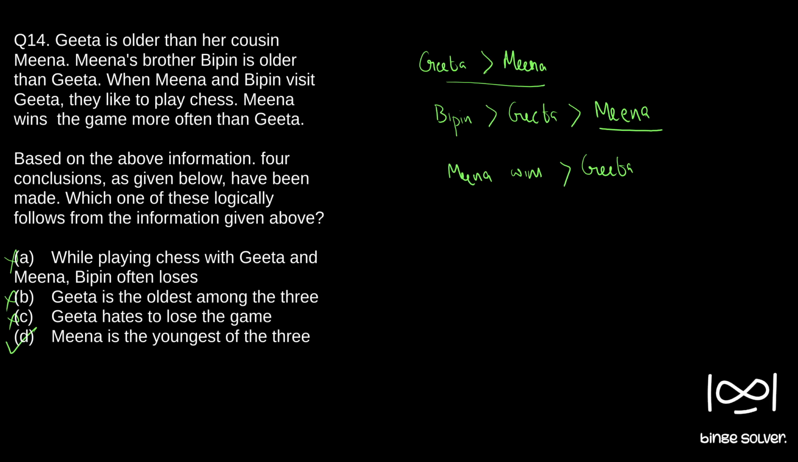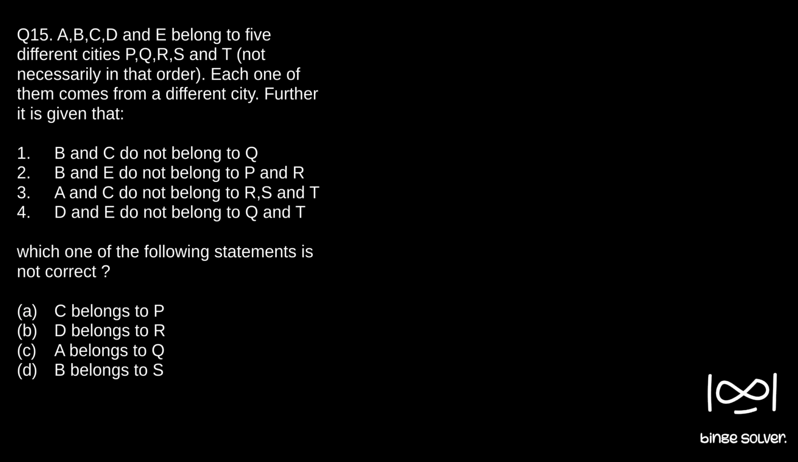Moving on to the next question, question 15. A, B, C, D, and E belong to 5 different cities: P, Q, R, S, and T, not necessarily in that order. Each one of them comes from a different city. Further, a set of 4 statements are given. The question is, which one of the following statements is not correct? We have to identify which city A, B, C, D, and E belong to. Before reading the statements, we will first form a table.